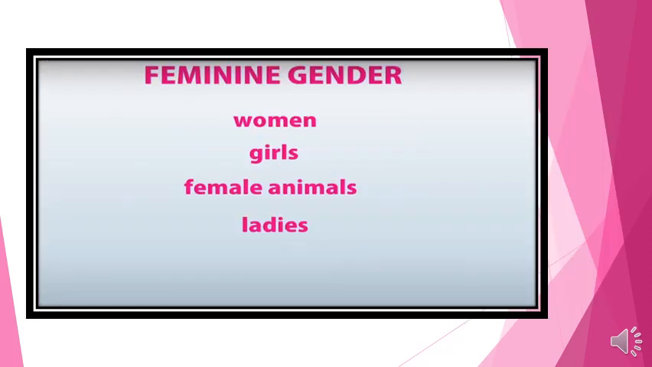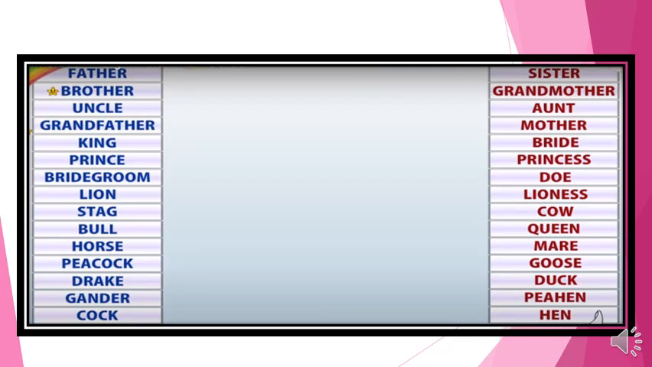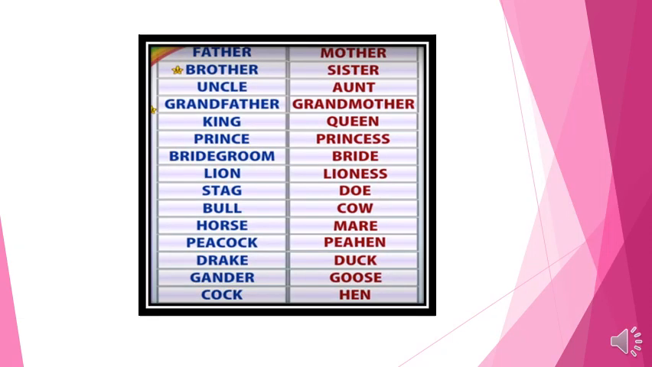Dear students, pay attention because we are going to do an activity after that. So feminine genders are women, girls, female animals, and ladies. Now come to an activity. Can you see these two columns? You are going to match these columns, the masculine genders, with their feminine ones. So let's think. Yes, you have done it. Okay, now read with me.